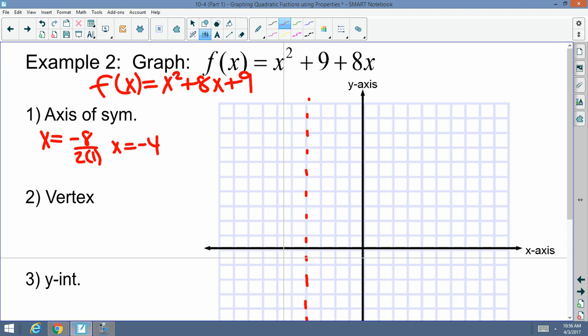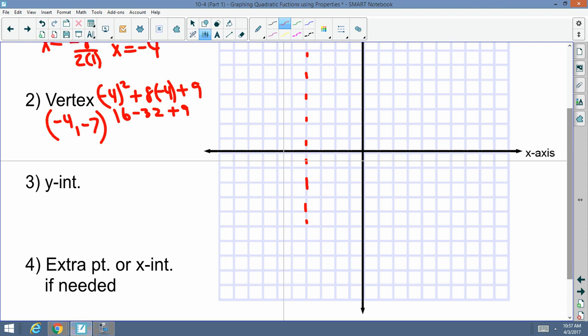My vertex is my negative b over 2a, and then plug it in. So I've got negative 4 squared plus 8 times negative 4 plus 9. So I've got 16 minus 32 plus 9. So that's negative 16 plus 9, which is negative 7. So (-4, -7). 1, 2, 3, 4, 5, 6, 7.